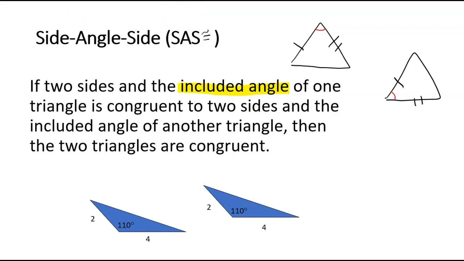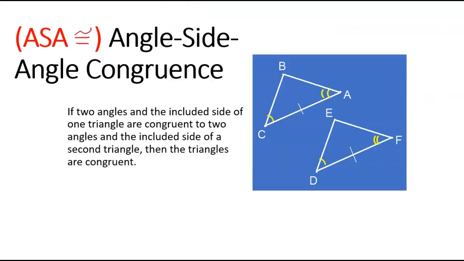So the next one that I want to talk about is something known as angle, side, angle. Okay, and again, the positioning of where your side is very important. So it states if two angles and the included side of one triangle are congruent to two angles and the included side of the other triangle, then our triangles are congruent. So again, take note that one angle, and notice that our side is in between those angles. Again, one angle, and the side is in between.